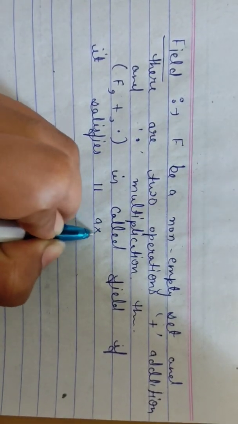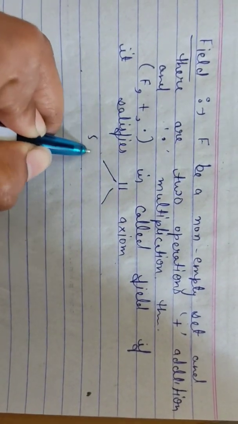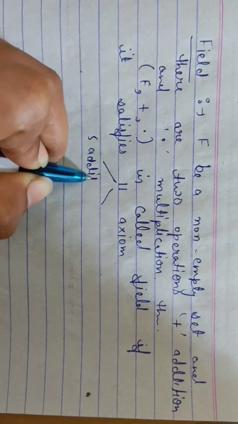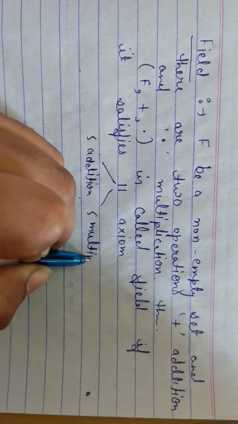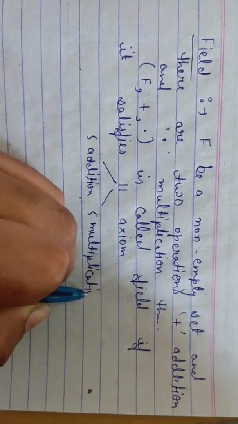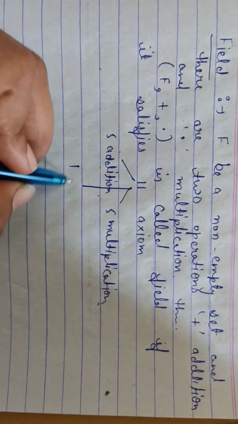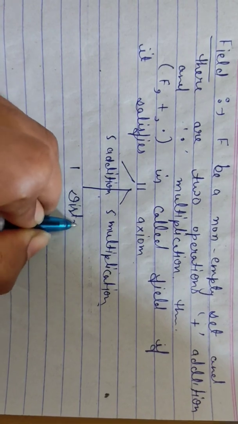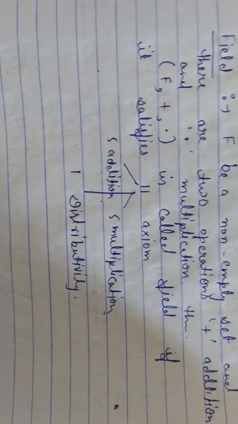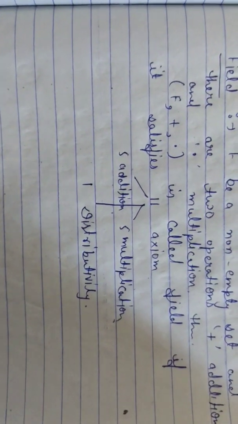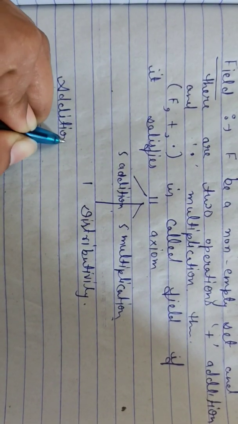11 axioms. In the 11 axioms there are 5 addition axioms, 5 multiplication axioms, and one axiom for distributivity. Now let us study the 5 addition axioms.